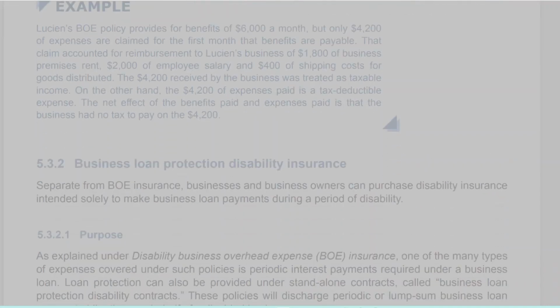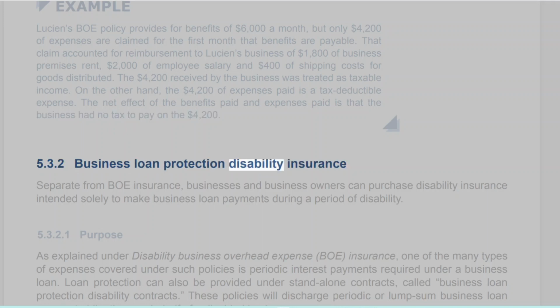Example: Lucien's BOE policy provides for benefits of $6,000 a month, but only $4,200 of expenses are claimed for the first month that benefits are payable. That claim accounted for reimbursement to Lucien's business of $1,800 of business premises rent, $2,000 of employee salary, and $400 of shipping costs for goods distributed. The $4,200 received by the business was treated as taxable income. On the other hand, the $4,200 of expenses paid is a tax-deductible expense. The net effect of the benefits paid and expenses paid is that the business had no tax to pay on the $4,200.